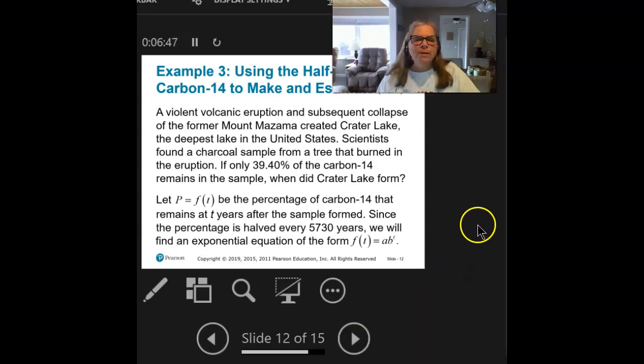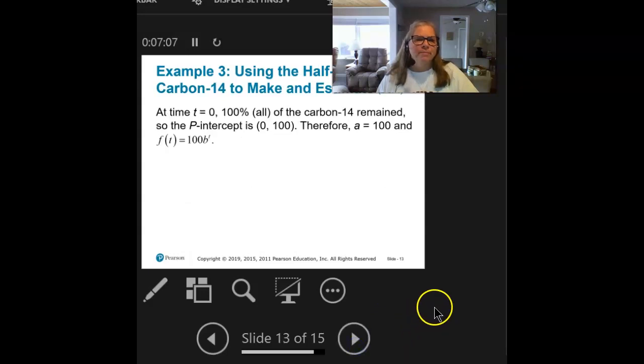So we are going to let P be the function of T, which is the percentage of carbon-14 that remains after T years in that piece of wood. And since the percentage is halved every 5,730 years, we will find the exponential equation in the form that you see there at the bottom. The function of T is equal to AB to the T.